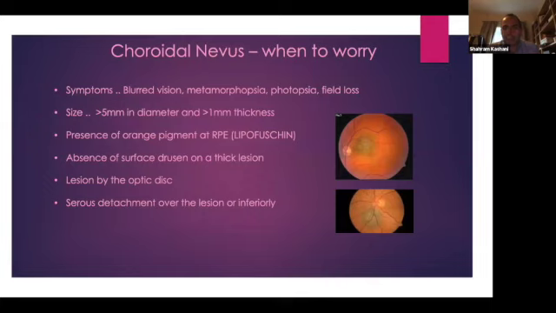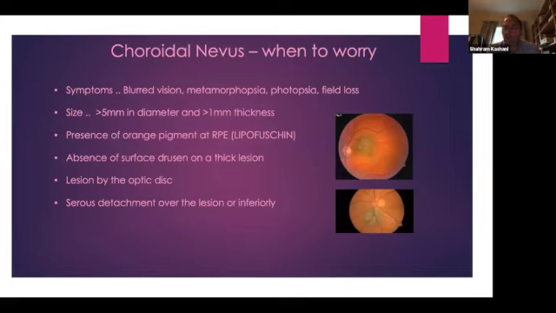With respect to size, we said more than 3 millimeters in size and 1 millimeter thickness, but definitely if they're more than 5 millimeters in diameter, then you should definitely worry. But from a referral point of view, more than 3 millimeters in diameter and 1 millimeter in thickness should make you worried. Presence of orange pigment, that's lipofuscin, should make you concerned. That's very different to drusen. Drusen is kind of, as you know, yellow dots. Lipofuscin is orange pigment within the RPE.